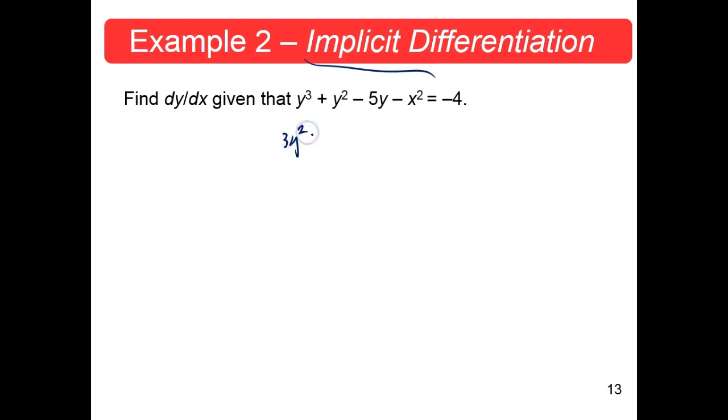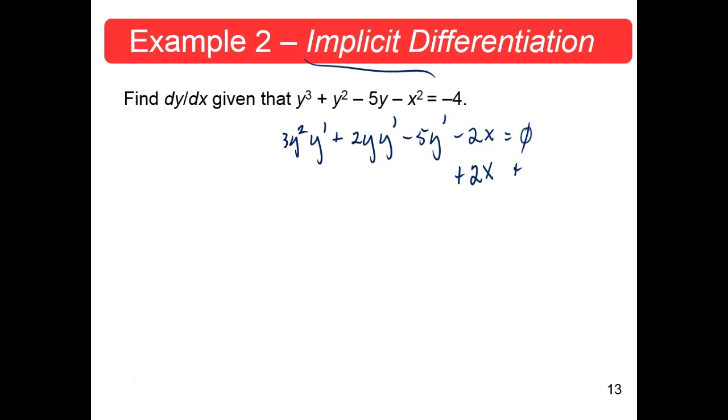And what would that be? 3y squared y prime, he likes to use the easy one, right? Plus 2y y prime, minus 5 y prime, minus 2x is equal to 0. Differentiate both sides. Now what? Add 2x to both sides. Yes, add 2x to both sides.